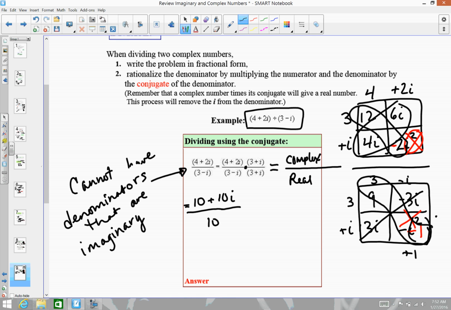I'm going to simplify this fraction. I can divide 10 out of every term, not just part of my fraction, part of the numerator. And divide 10 out of this denominator and first term here in my numerator. I can't just divide it out of part of my numerator. I've got to do every term in my numerator. Gives me a solution of 1 plus i over 1, which is the same as 1 plus i.